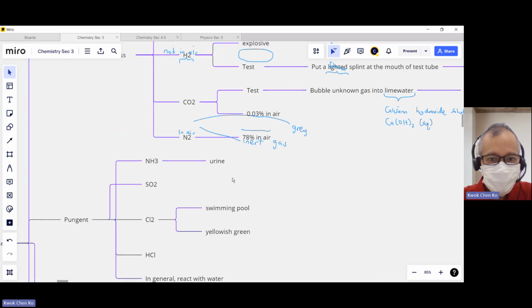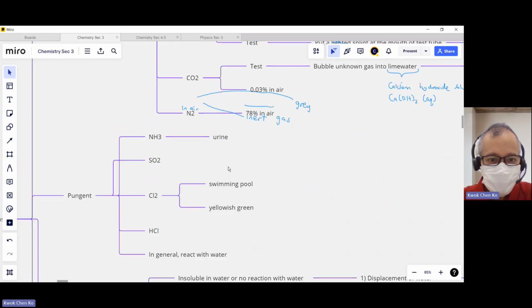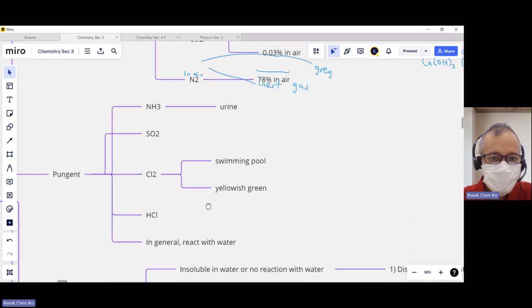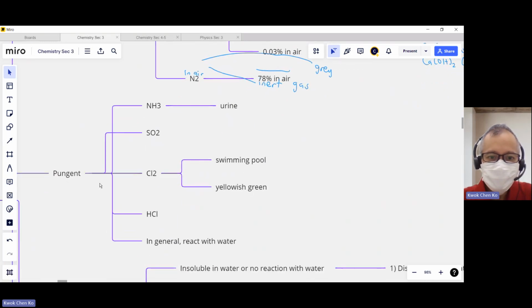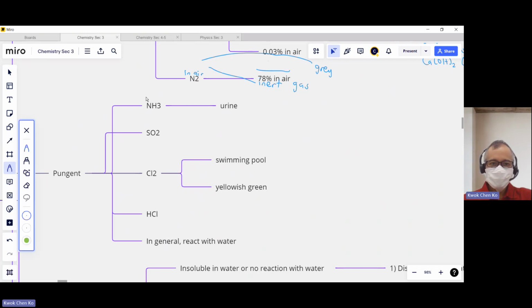Now, in addition to the four odorless and colorless gases, we have a few pungent gases. Now, typically pungent means it doesn't smell nice. It's foul smelling. Like this ammonia. Well, ammonia is, well, present in urine. So not surprisingly, ammonia gas smells like urine.